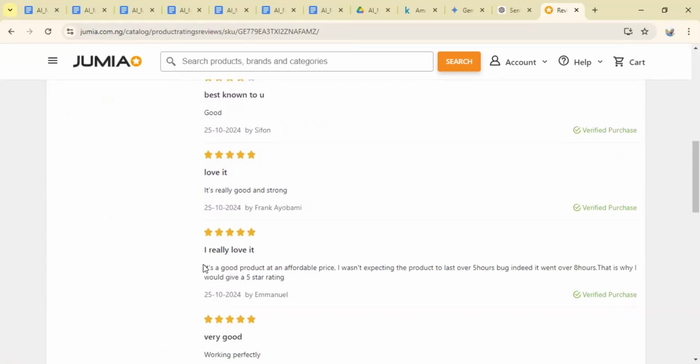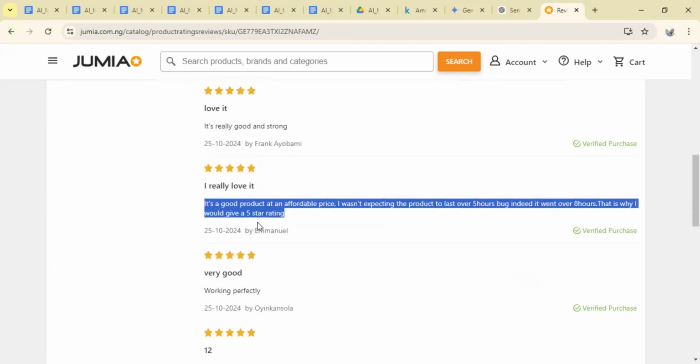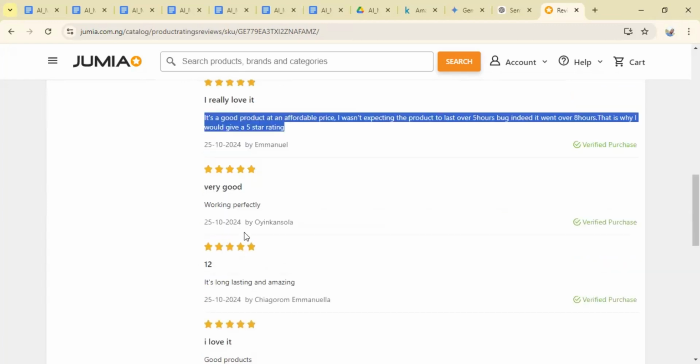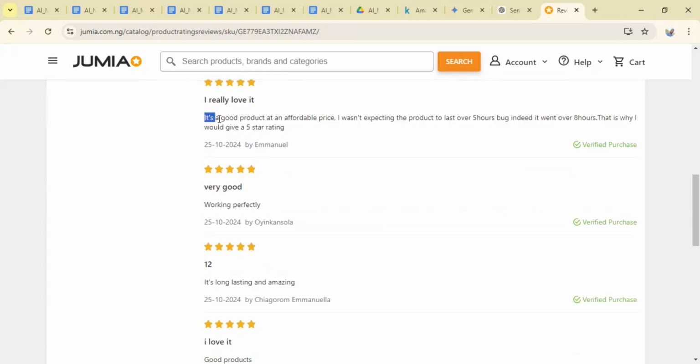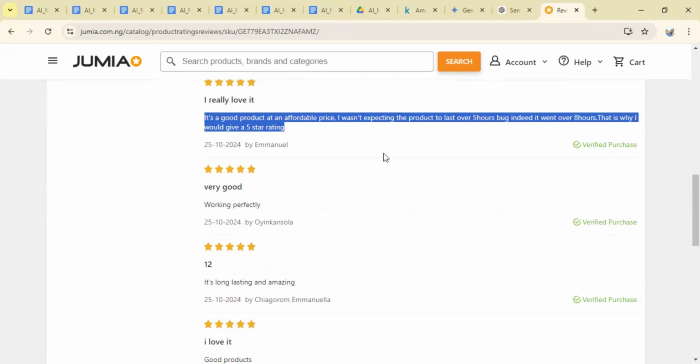So this one says it is a good product at an affordable price. I wasn't expecting the product to last over 5 hours, but indeed it went over 8 hours. That is why I would give it a 5-star rating. These kinds of reviews are the ones you may actually want, the ones that are long, so that your prompt is going to be very witty and you can analyze properly. If I'm the one, I'm going to use this one to do my prompting.